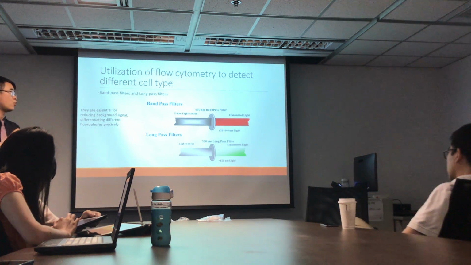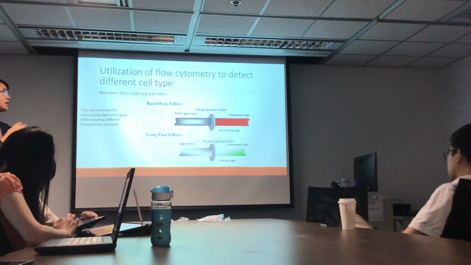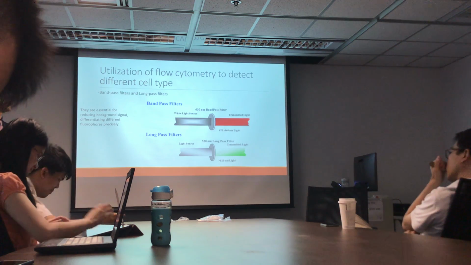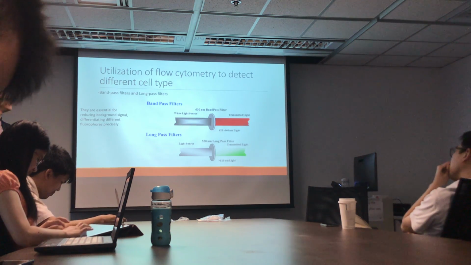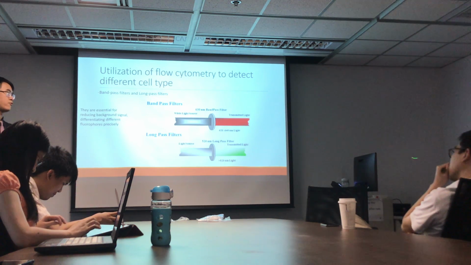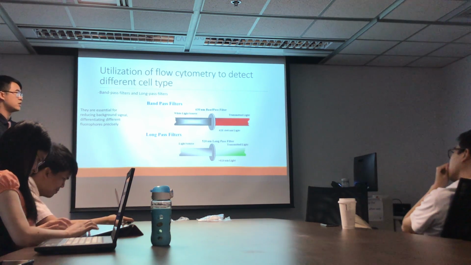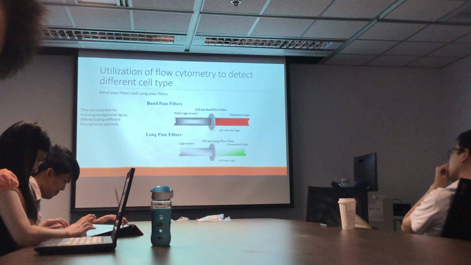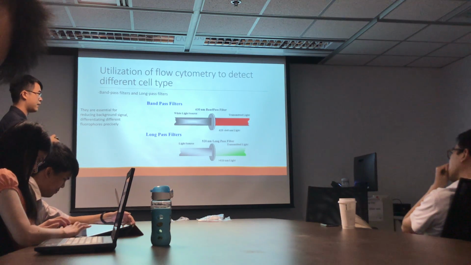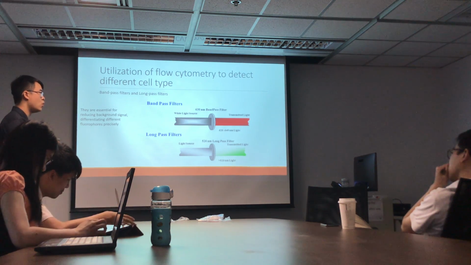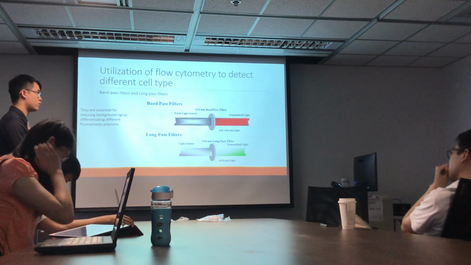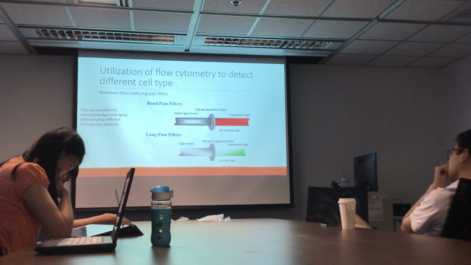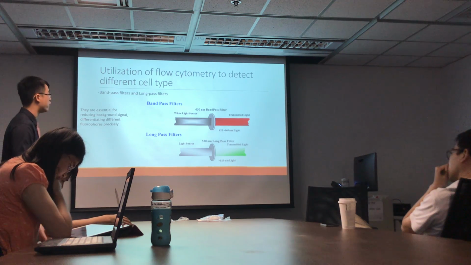A bandpass filter simply means that when light hits it, only a very limited range of wavelengths passes. In our case, a 630 nanometer bandpass filter will only allow light from the wavelength of 620 to 640 nanometers to pass through. Whereas in a long-pass filter, as its name suggests, only light of wavelength longer than 520 nanometers in this case can pass through, while all the other light with shorter wavelengths will be reflected. It's essential for us to differentiate between different fluorophores.